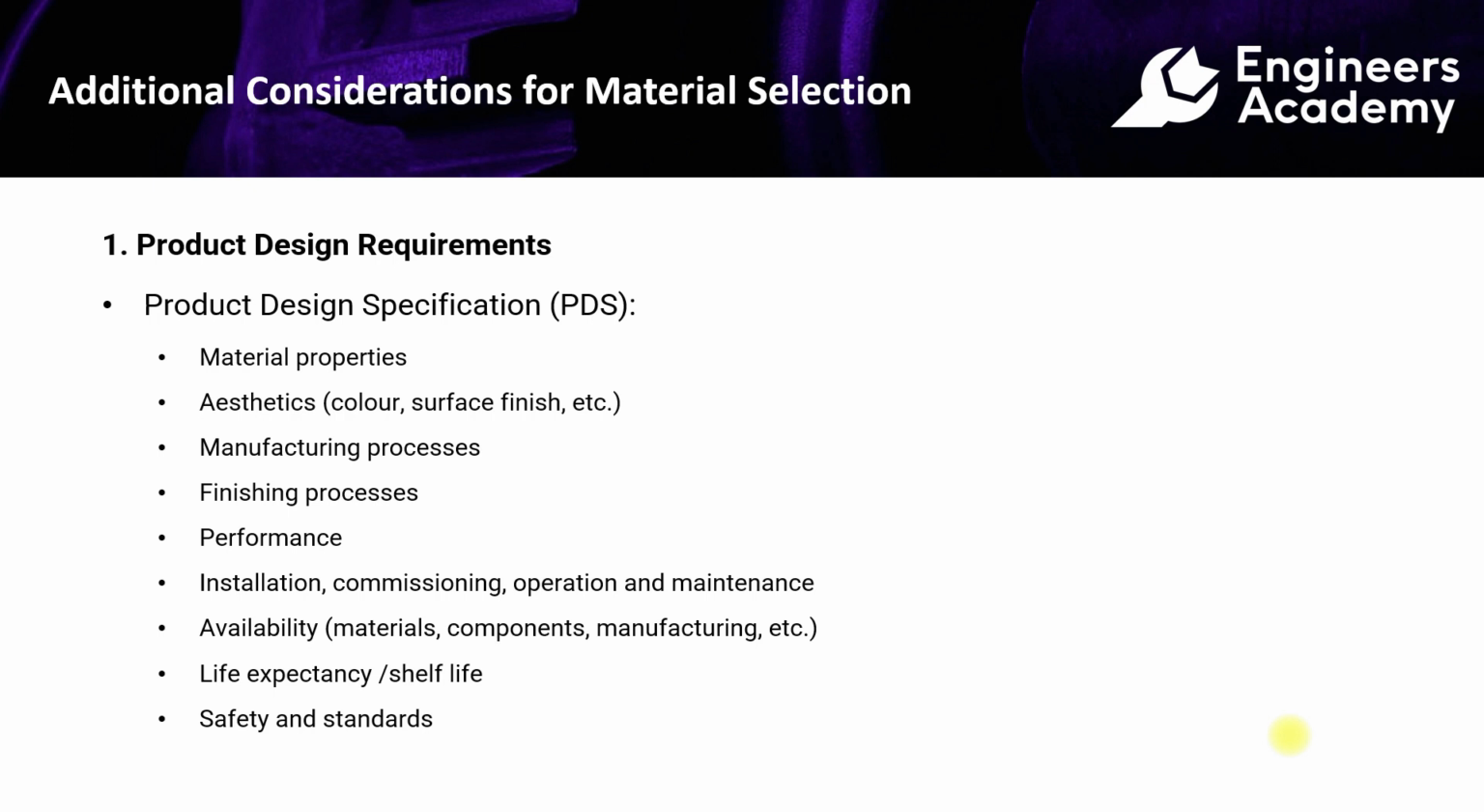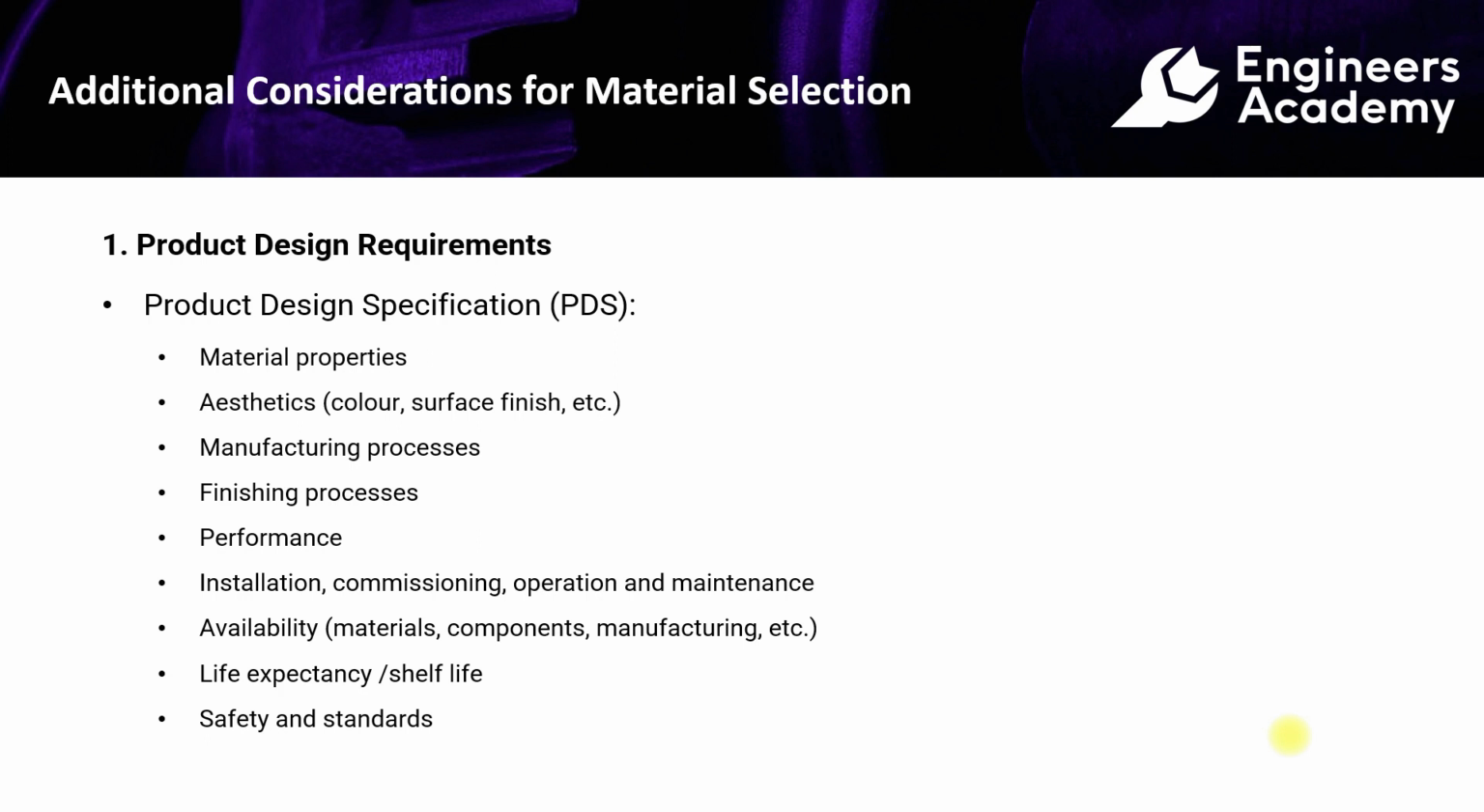We'd also need to consider the general performance of the component. Where's it going to be used? How's it going to be used? How does the end user interact with that component or that product? Depending on the application, the design engineer may specify how it's going to be installed, how it's going to be commissioned, and how it's going to be operated and maintained. All of these things could potentially be included in a product design specification, and at the end of the design process, the designed product would be measured against the product design specification to ensure that all of these criteria had been met.